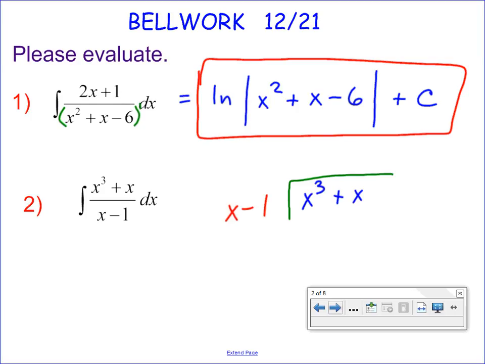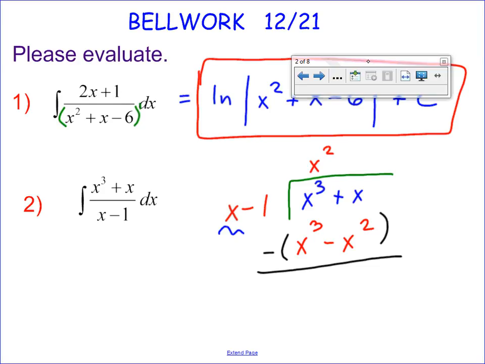So what do we do? Well, we focus on the dominant. That is to say, x goes into x cubed how many times? X squared times. Now we'll do top times the side all the way through. So x squared times x is x cubed minus x squared. Next step, subtract. If we're doing it correctly, this term should drop out. So x cubed minus x cubed is 0x cubed.